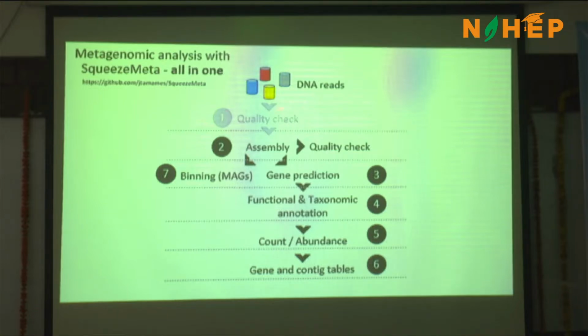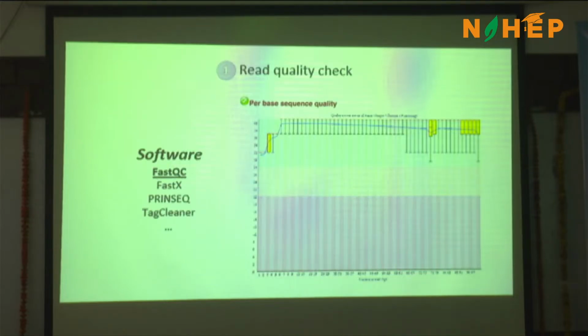So first is quality check. We're not gonna stop there too long because we have seen that before. Second, third, fourth, and then all the way to binning. So these are gonna be the steps that we see today. So first we have the read quality check.